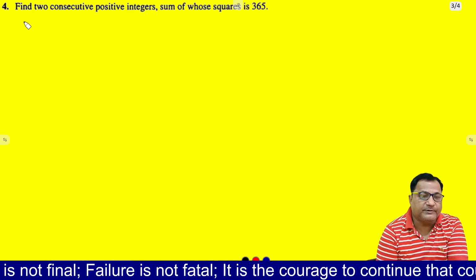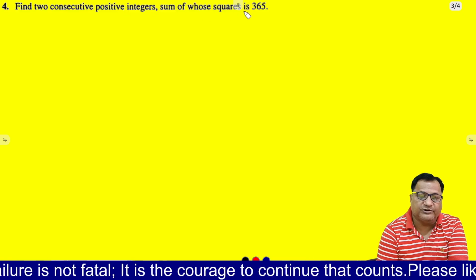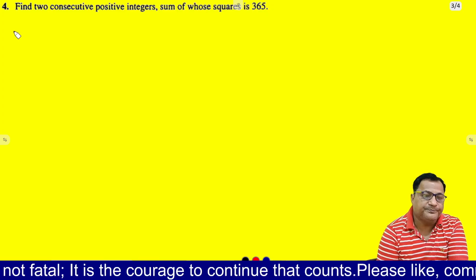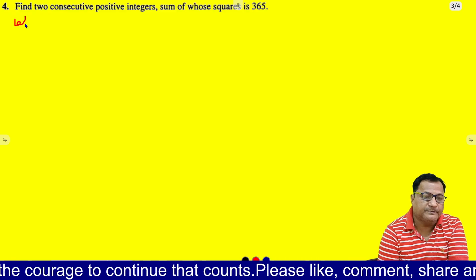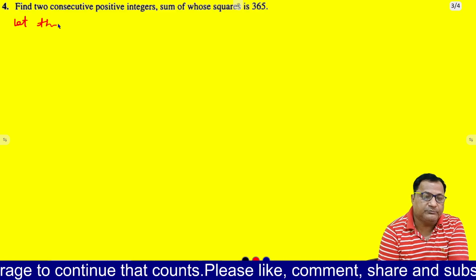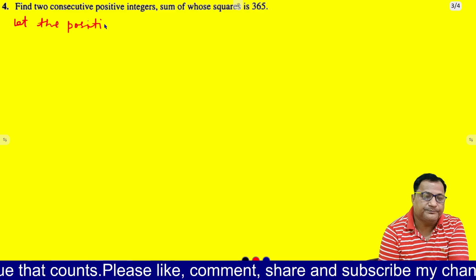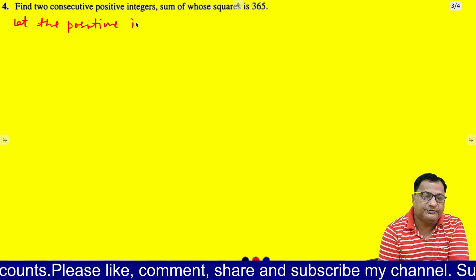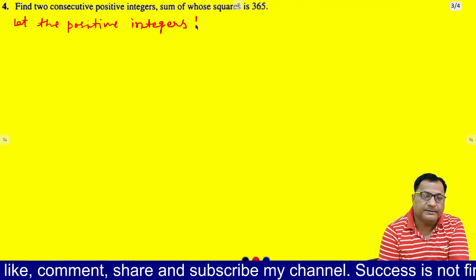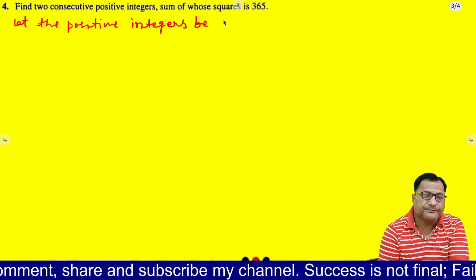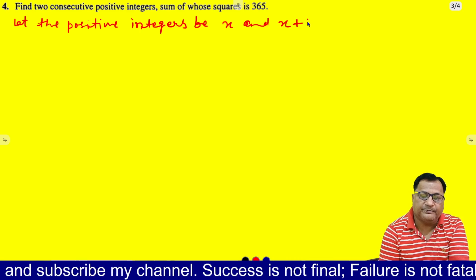See question number 4. Find the two consecutive positive integers, the sum of whose squares is 365. So see, let the two positive integers be x and x plus 1.